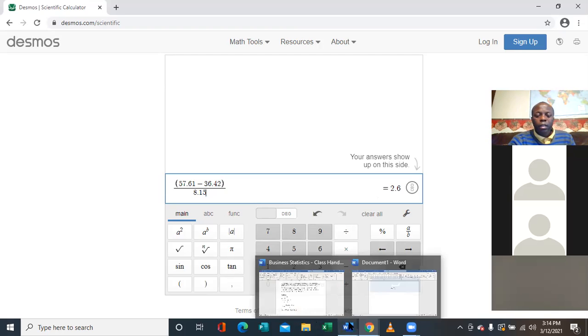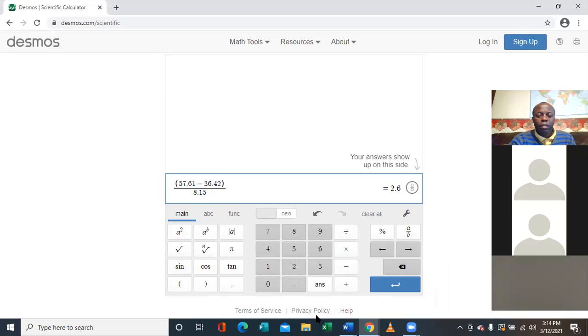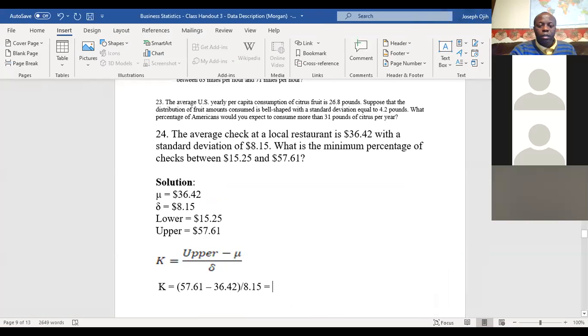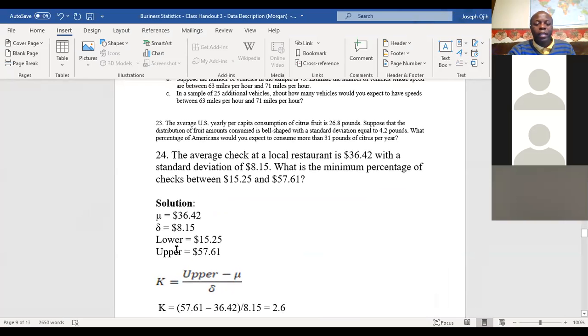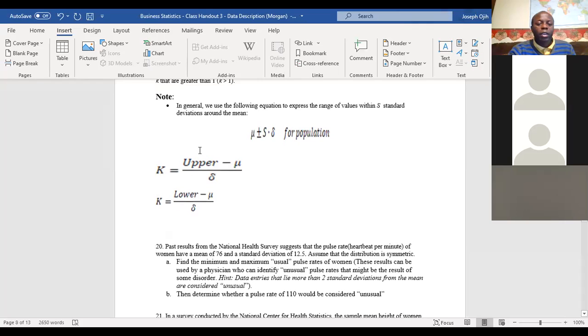Okay. Now I'm going to take you back. So our K is 2.6. That means 2.6, because K is the number of standard deviations. K is not the standard deviation, but the number of standard deviations away. Now, as a check, remember, I told you you can use either the lower end or the upper end. So as a check, we can use the lower end, just the left side, to confirm it.